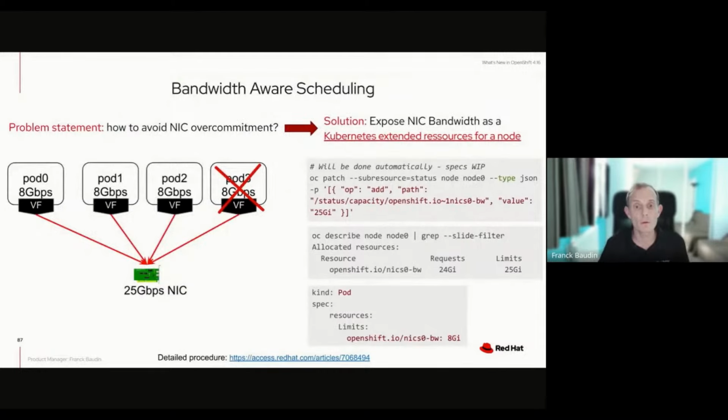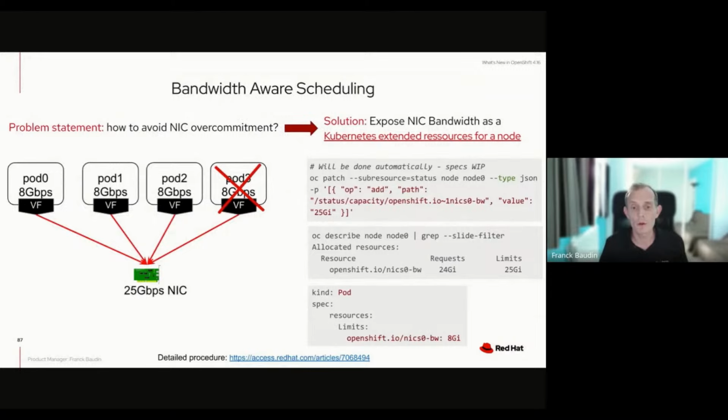Kubernetes scheduler knows about CPU, memory, devices, so it schedules pods on nodes with enough of those resources available. But what about network bandwidth? How can we also get the Kubernetes scheduler to consider network bandwidth as a schedulable entity and avoid the situation depicted on the slide where a 25 gig NIC may be overcommitted?